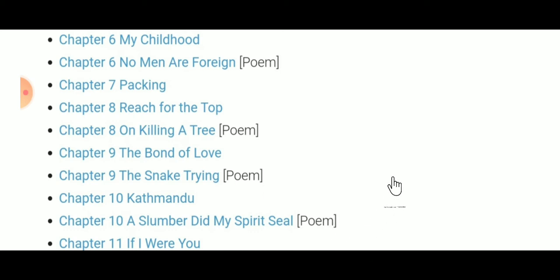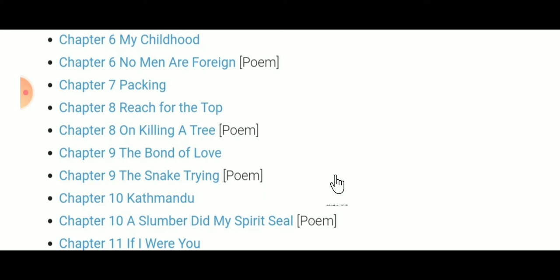Okay, so this is all we are going to learn in the first textbook, which is Beehive. In the first textbook, Beehive, you will have a total of 11 lessons and 9 poems. So in total you are going to learn 19 lessons with poems in this Beehive textbook. Understood? Okay, this is what we have discussed about the first textbook.